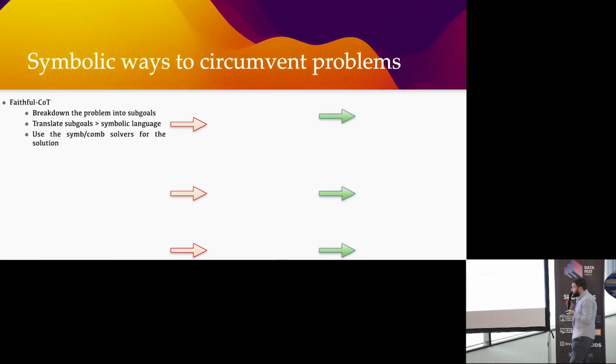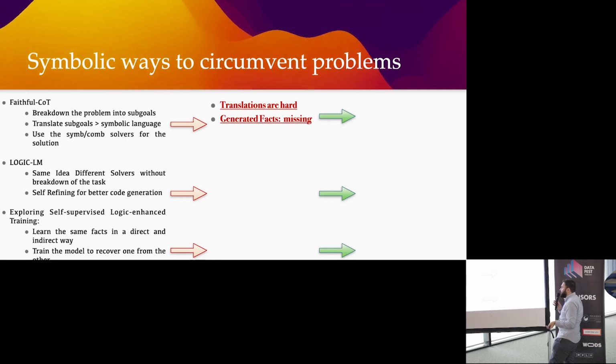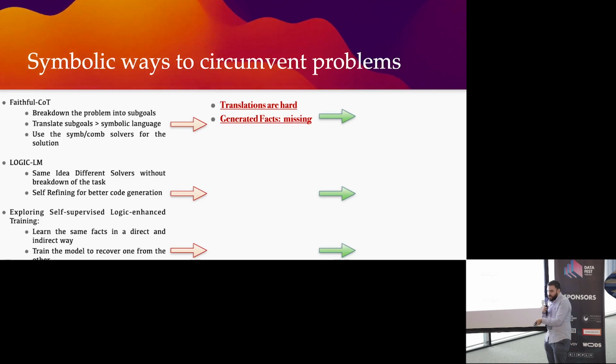And the very last thing that I want to present is faithful COT, logic LM, and explaining self-supervised logic enhanced training. So this is a complete opposite line which relies more on symbolic AI. It says, faithful COT does the following. Let's ask the model to generate code and then run that code using an external solver. Obviously, it's 100% faithful because the external solver is deterministic and gives you the same answer all the time.